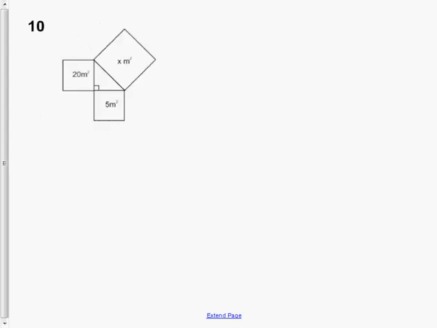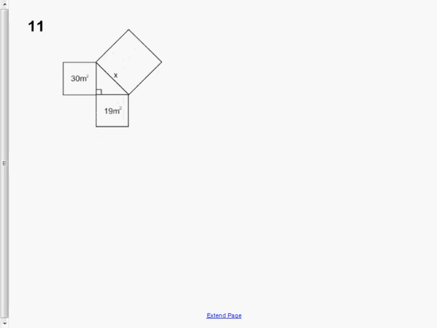Question 10, now we have a triangle given with the squares attached. This says 20 meters squared, this says 5 meters squared, so this one would be 25 meters squared. And I know I'm looking for the area because that unit right there is meters squared. So I'm not looking for the length of the hypotenuse, I'm looking for the area of the square attached to the hypotenuse, x meters squared. So the answer for that question is 25 meters squared.